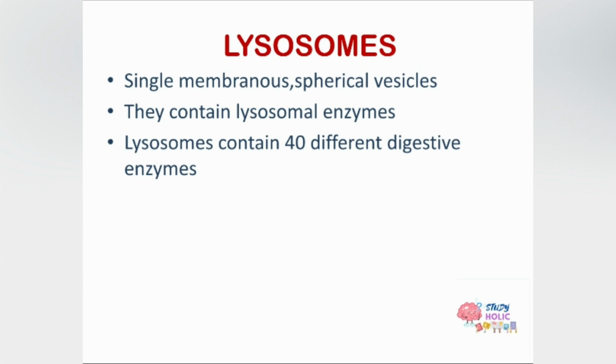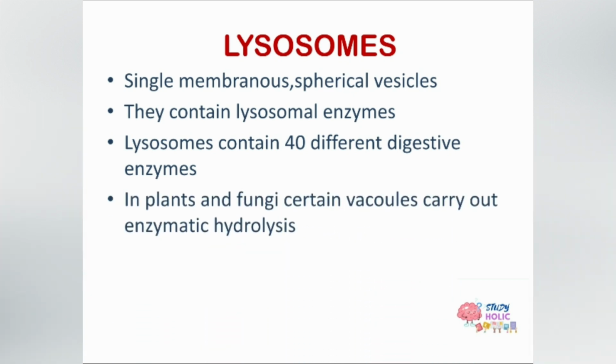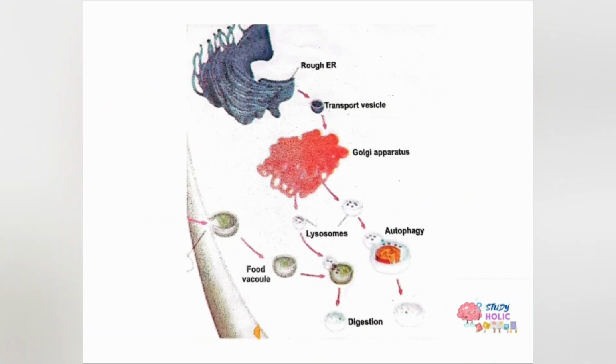macromolecules of the cell. Lysosomes are basically present in animal cells, whereas in fungi and plant cells, certain vacuoles carry out the function which is carried out by the lysosomes in animal cells. If we talk about the contents of lysosomes apart from enzymes, their contents are acidic in nature.